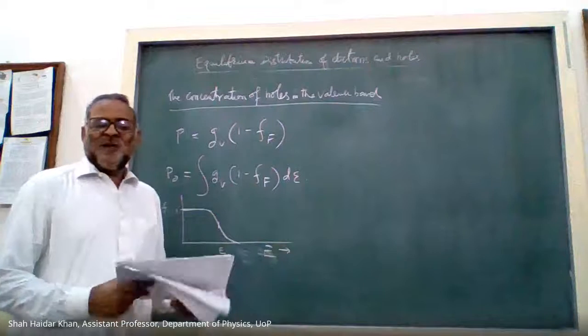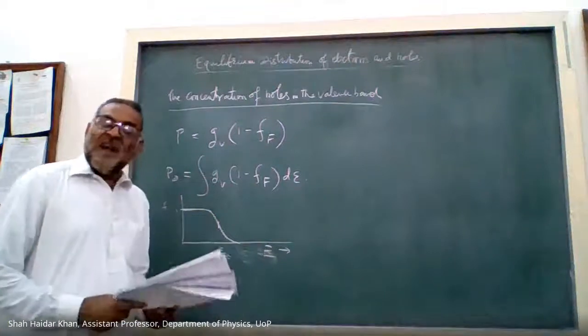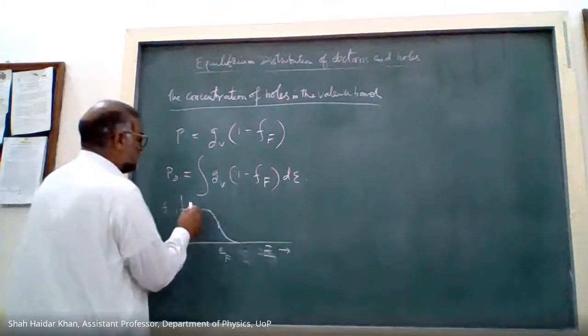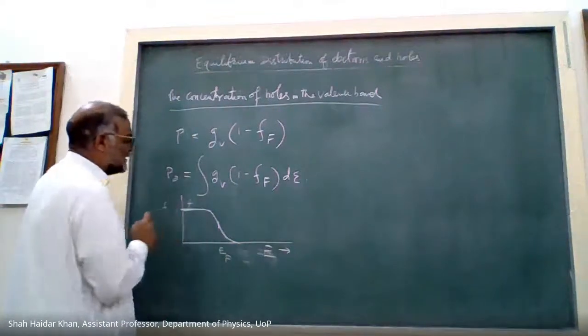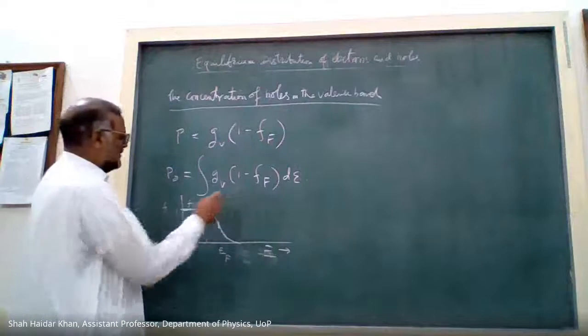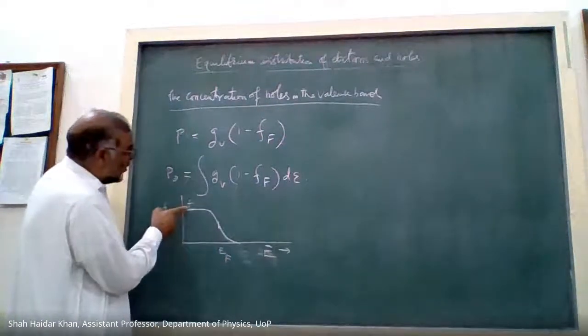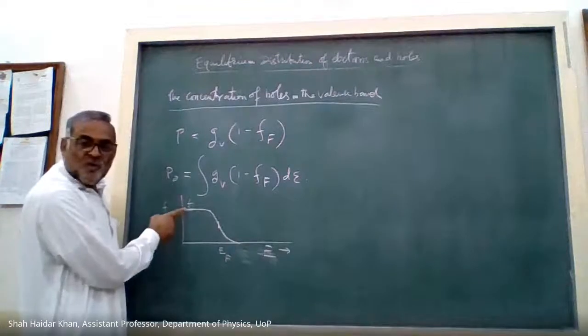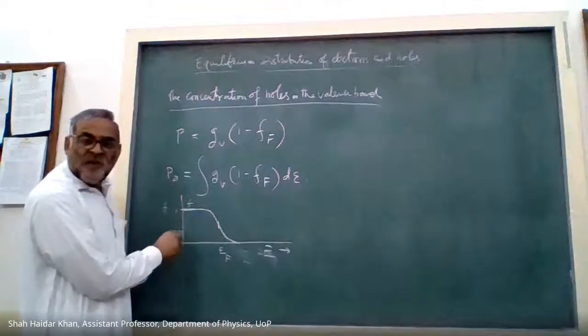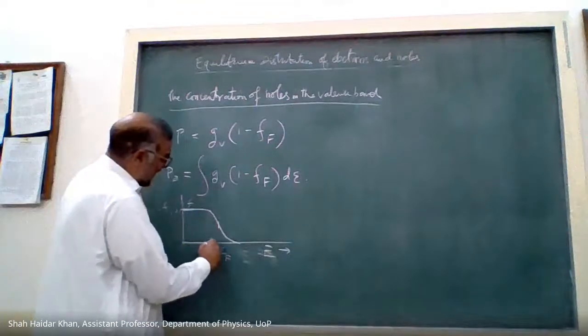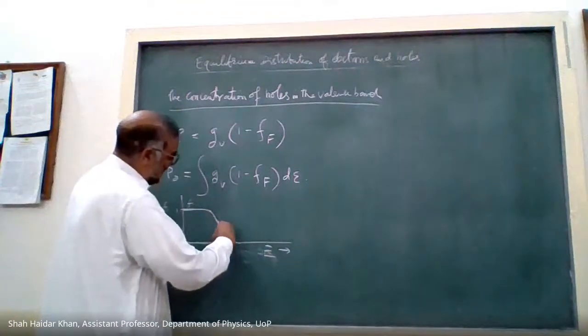emptiness, the probability not to be occupied, is 1 minus f. If this is the function f, then this is the function 1 minus f. So f is equal to 1 here, so 1 minus 1 will be equal to 0. So it will be 0 here, and it will be like this.